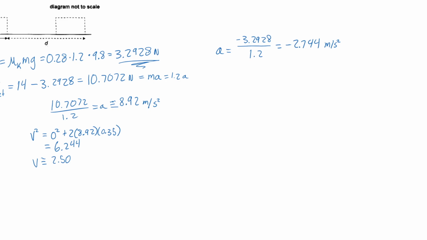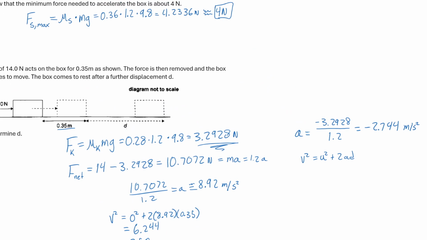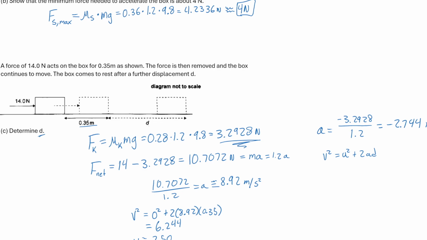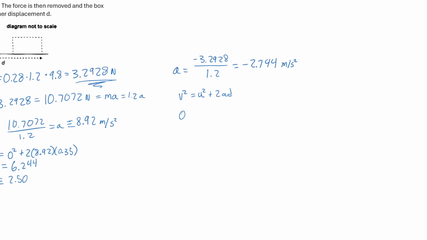And then again, we're going to want to use kinematics, and we can actually use the same equation. And this is why I was saying we didn't really need to find velocity, because we have velocity squared equals u squared plus 2ad. We only need the velocity squared because we can substitute our velocity squared of 6.244. Actually, that's not true. V is our final velocity. So it's going to be 0, right? Because we're asked to determine d, which is the distance it takes for the box to come to rest. So the final velocity is actually 0, but our initial velocity is that 2.50. Other than that, it's squared. Yeah. So instead of for v, it's for u. Sorry about that.